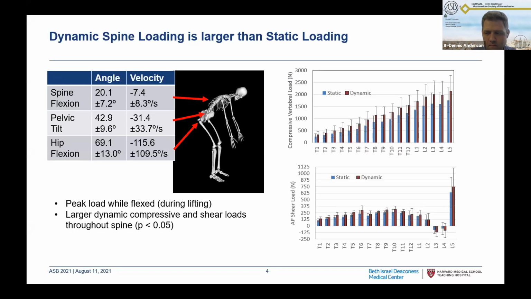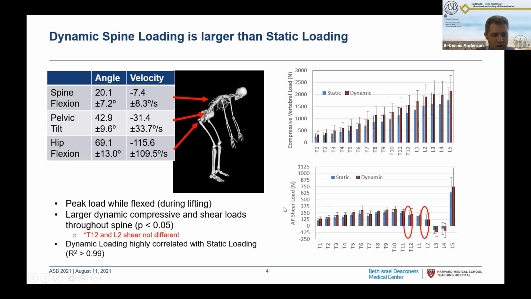For the compressive loading of the spine, we saw significant increases with dynamic loading versus static loading by an average of 21 to 36% across various levels of the spine. Most of the levels of the spine also showed an increase in shear loading, with the exception of T12 and L2, where there was no significant difference, and L3 and L4, where there was a difference, but the shear there is posteriorly directed rather than anteriorly directed.